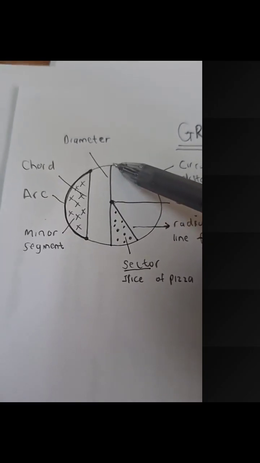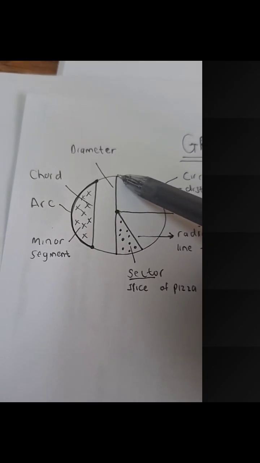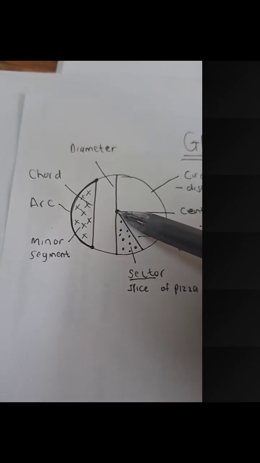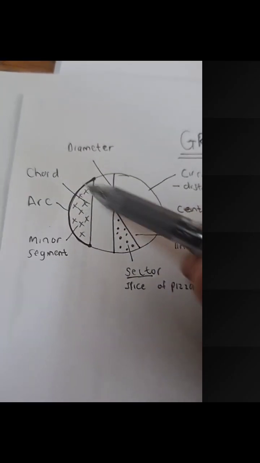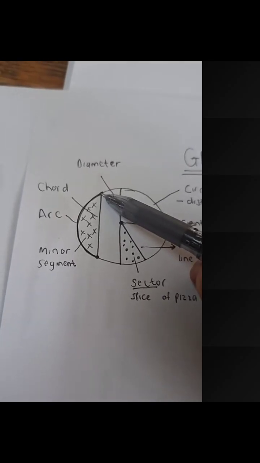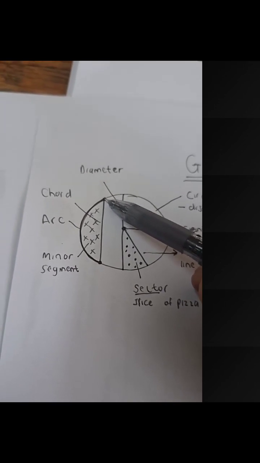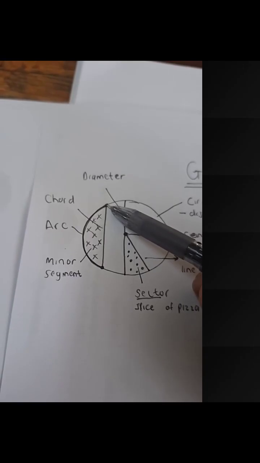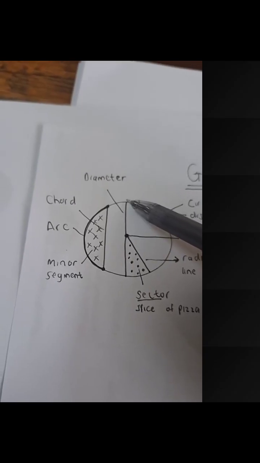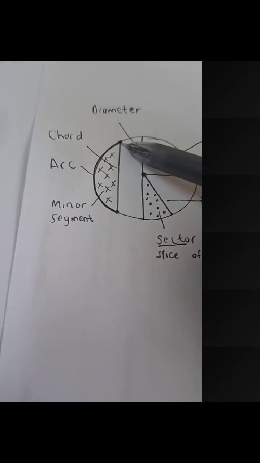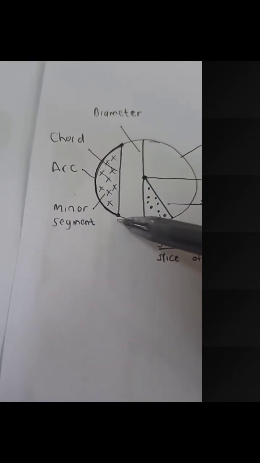Then your diameter is your line from one end of the circumference through the center to the other end of the circumference. Then your chord, guys, is your line from one outer edge to another. It doesn't have to necessarily pass through the center. A chord is simply a line from one end of the circumference to the other. Your diameter is a special chord because it is a chord that passes through the center. But a chord normally just goes from one end of the circumference to the other end.